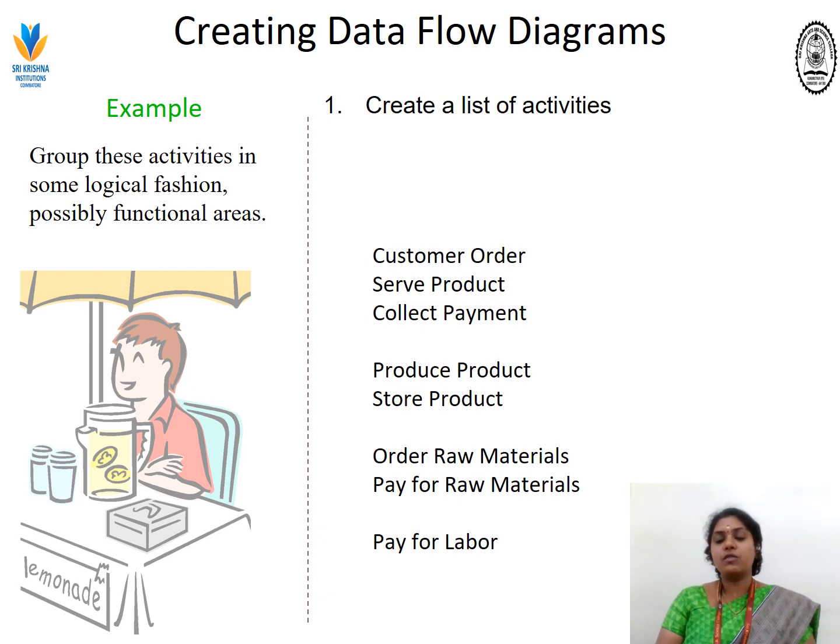First, what we have done is we have listed out, and now we are going to group these activities in a logical fashion. That is a customer order and serve product, collect payment. This is one flow. And next will be the product: you have to produce product, store that particular product, order raw material, and pay for the raw material. And next one is we have to pay for the labor. So we can segregate each and every activity in a group.